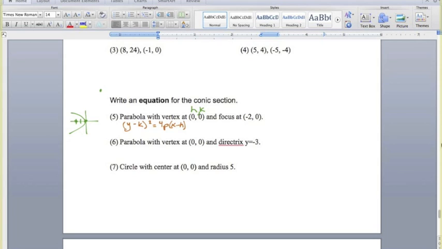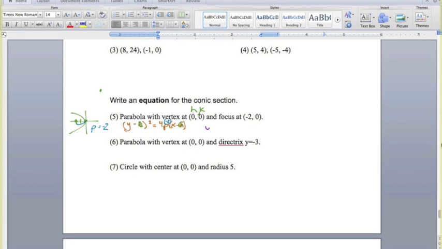h and k are the vertex of the parabola, so those are both 0. p is the distance from the vertex to the focus. So in the picture, that distance is a negative 2 because it's left facing. That gives a negative value there. Left and down are negative directions. So we'd want to plug in a negative 2 for the p value.